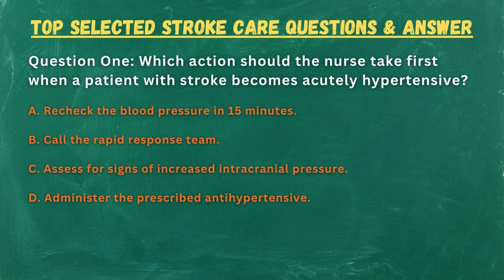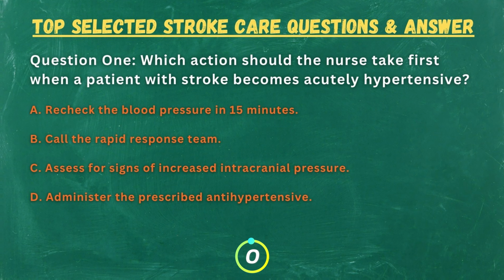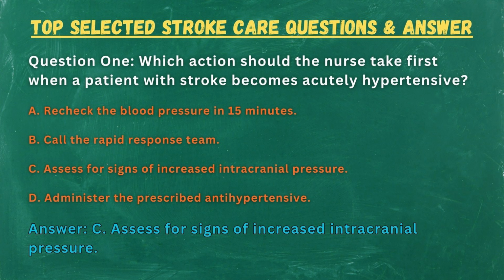Question 1. Which action should the nurse take first when a patient with stroke becomes acutely hypertensive? A. Recheck the blood pressure in 15 minutes. B. Call the rapid response team. C. Assess for signs of increased intracranial pressure. D. Administer the prescribed antihypertensive. Answer. C. Assess for signs of increased intracranial pressure.